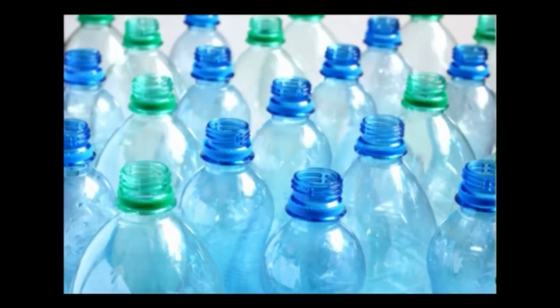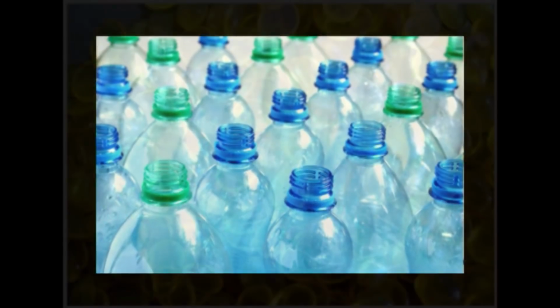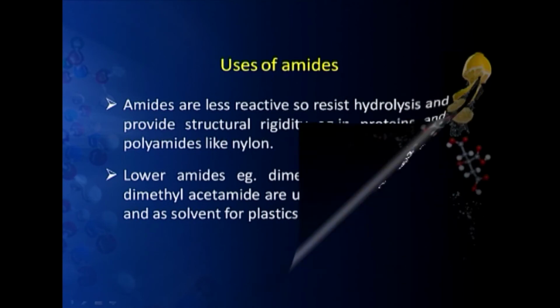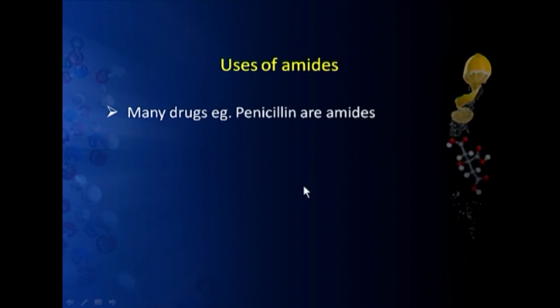Then lower amides like dimethyl formamide and dimethyl acetamide, they are used in paint removers. They are used as solvent for plastic, resins and gums. Dimethyl formamide is also used for removing the stains of ballpoint ink on clothes. Many drugs such as penicillin have amide bonds in them.